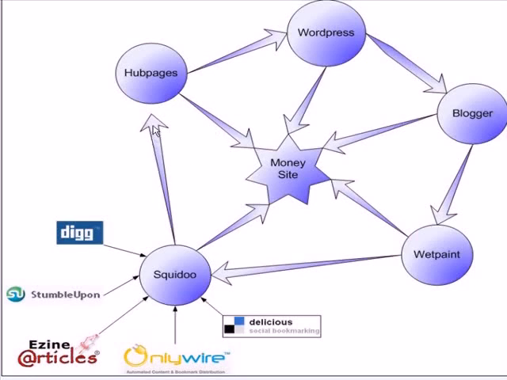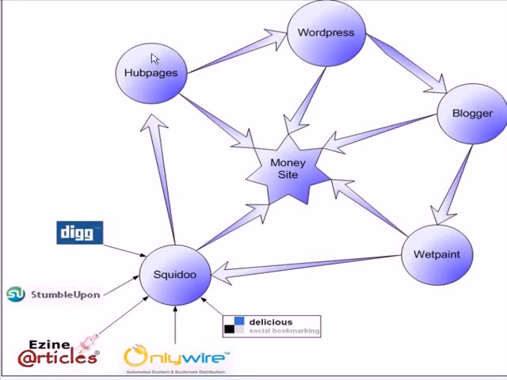Now remember, these links, these arrows represent links, are 70% your main keyword and 30% your other keywords. This helps minimize the footprint and helps make the linking strategy look more natural.